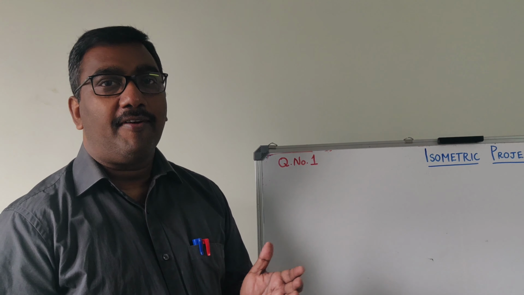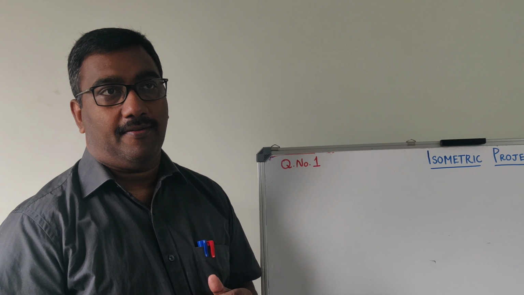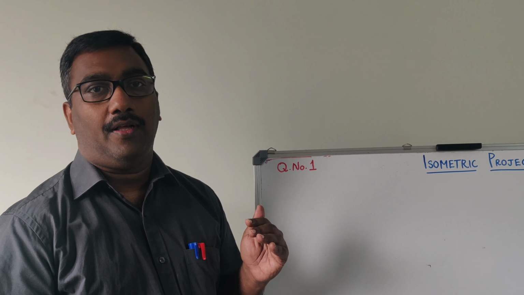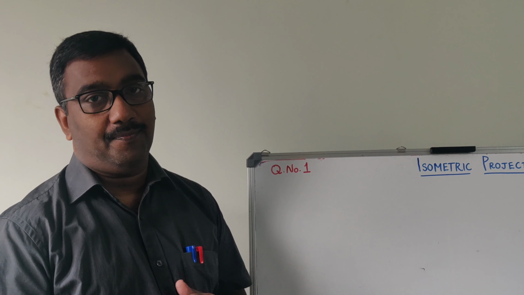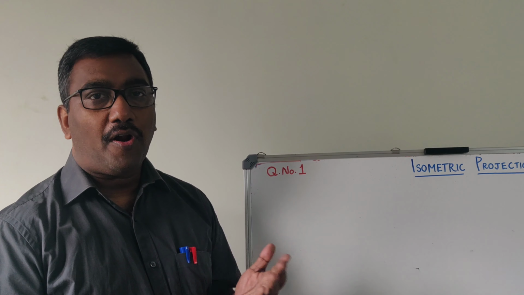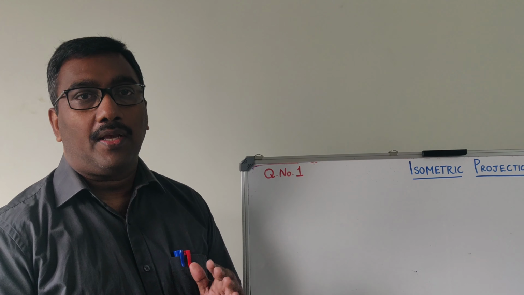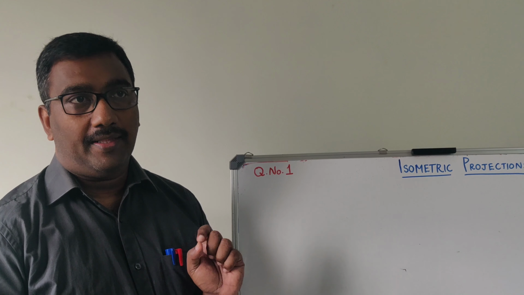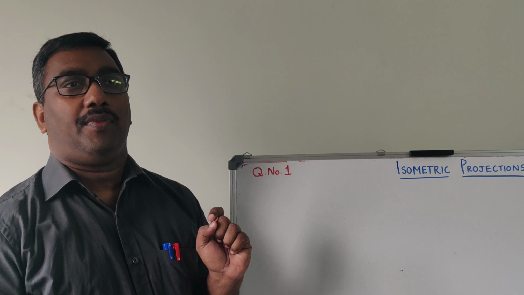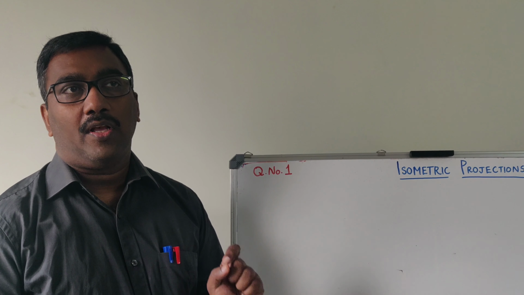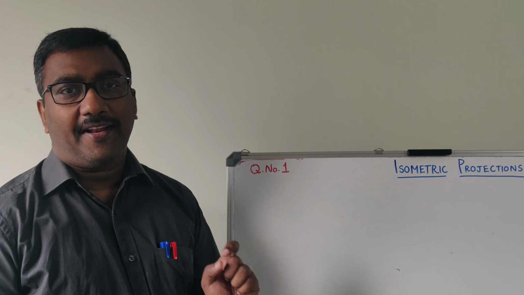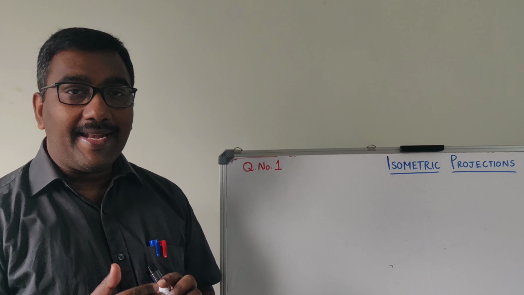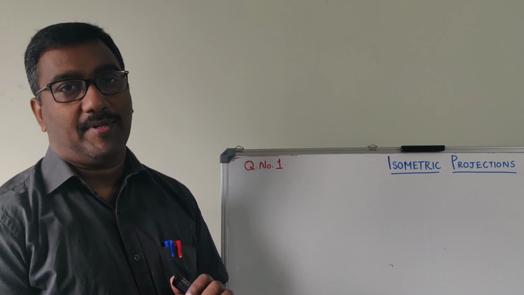Whenever a question is given for isometric projection, first you draw the isometric scale. How to draw the isometric scale? In the introduction, I have mentioned about isometric scale. There, you have to draw an isometric scale with a dimension greater than that of the largest dimension.